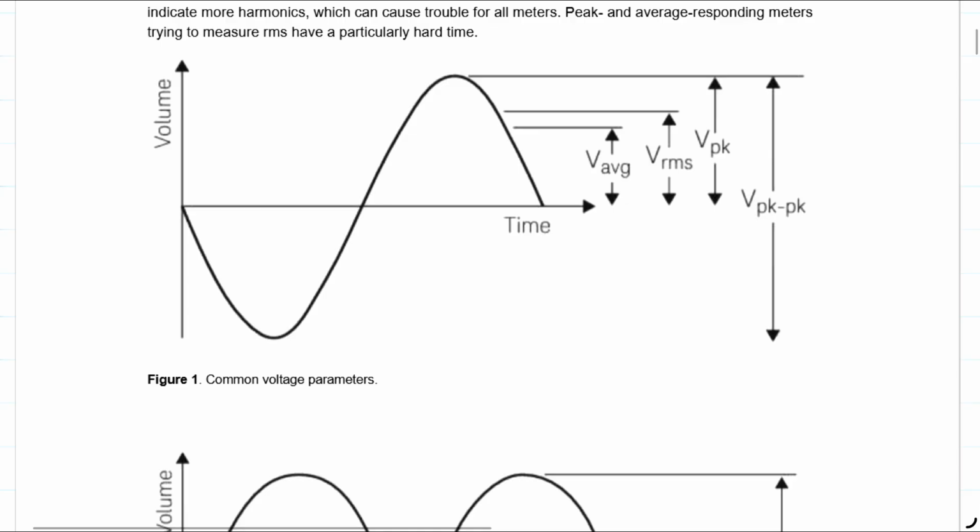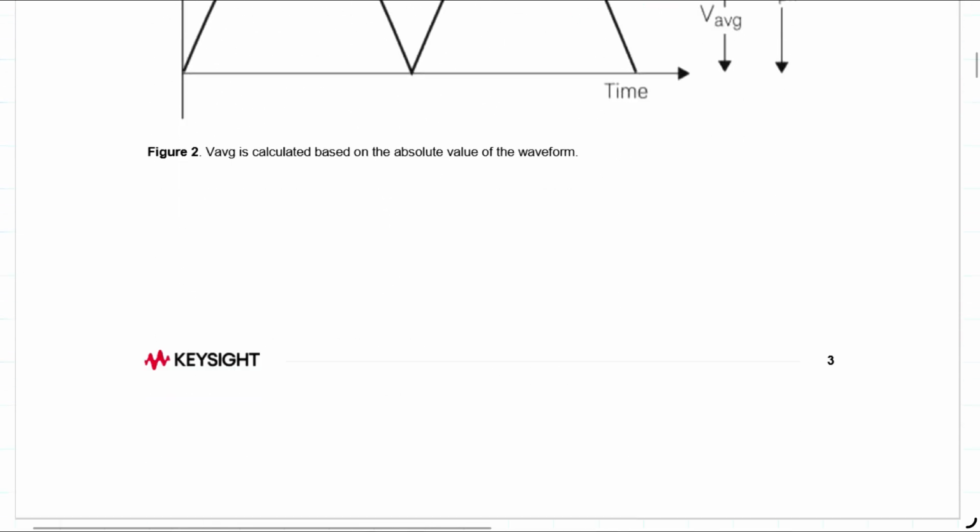In terms of signals, for a sine wave, common voltage parameters we can define are average, RMS, peak, and peak to peak. Remember, the average is different from RMS. RMS is more popular. We will later talk about how to convert from RMS to peak in general.